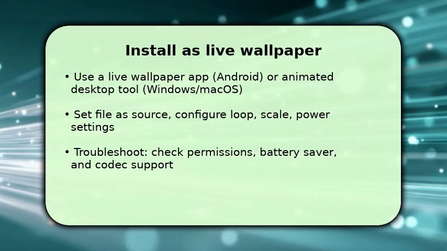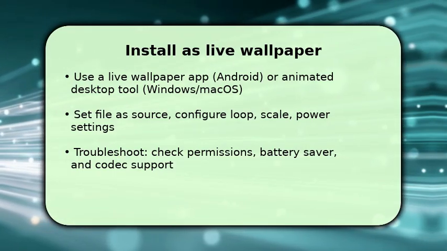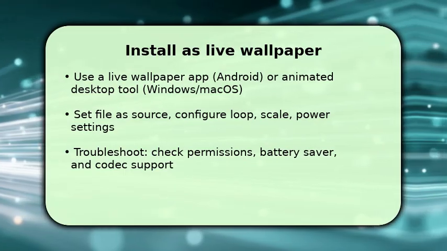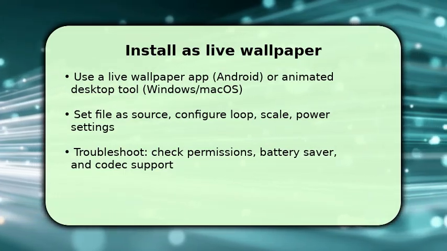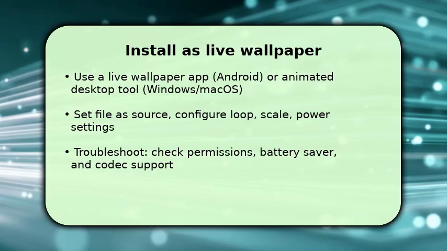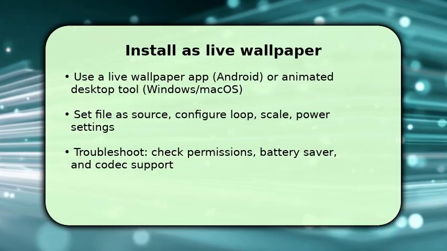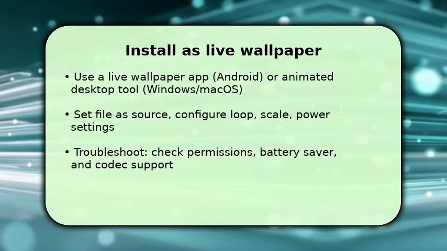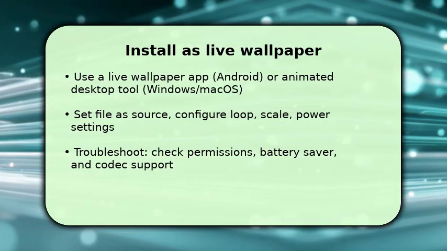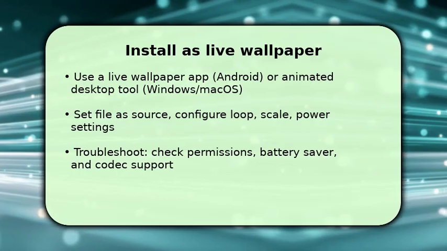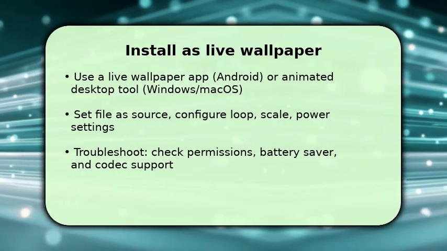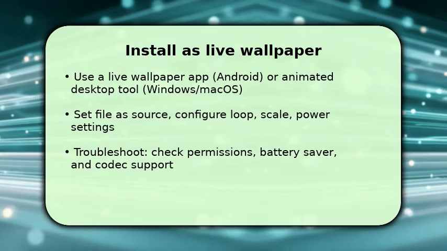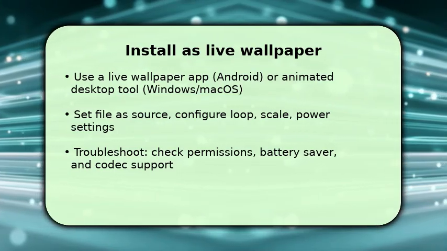On Android, open a live wallpaper app and point it to your MP4/WebM file, set loop behavior and scale to fill or crop. On Windows or macOS, use an animated desktop tool and assign the video. Make sure power-saving modes allow background activity. If it fails, check permissions, disable battery saver, and confirm the app supports your codec. Convert to a widely compatible format if needed and retry.